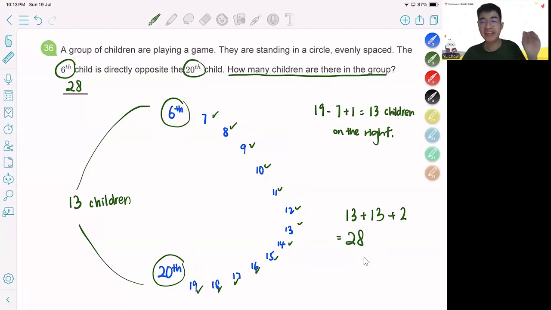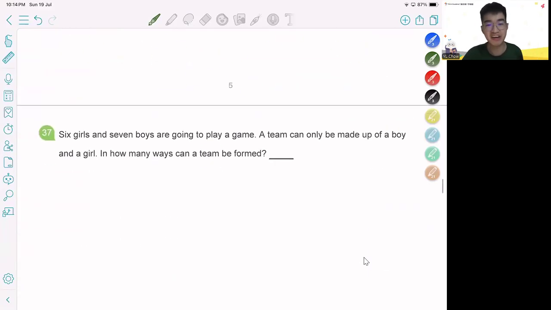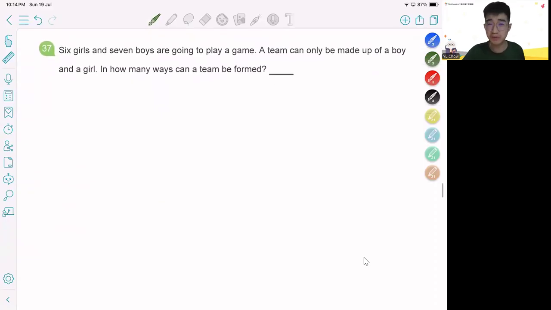Now, that relies a bit on your visualization. The next question, however, right, is pretty sweet and simple if you know how the method works, right? It's an addition and multiplication principle. Strictly speaking, I only need one step. Now let's look at this question.